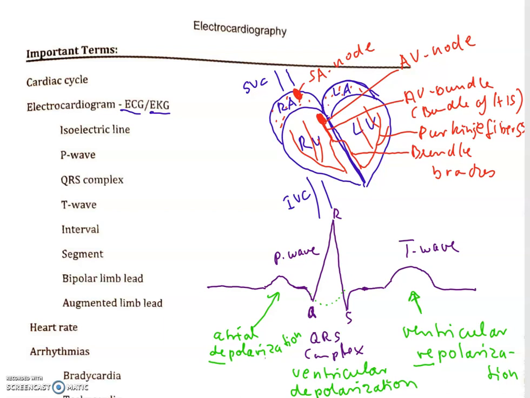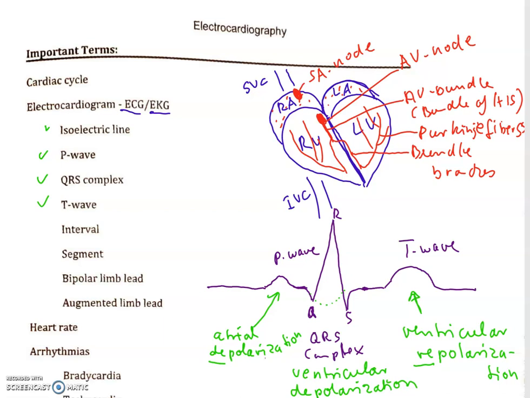So let's see on our checklist if we got everything. Isoelectric line, that is the baseline right here. The P wave is the small wave that represents the atrial depolarization. The QRS complex is this massive electric activity that represents basically the conduction from the AV node down to the apex of the heart back up toward the base, and all of this electric activity would be recorded as the QRS complex. And then the T wave is the repolarization of the ventricles.